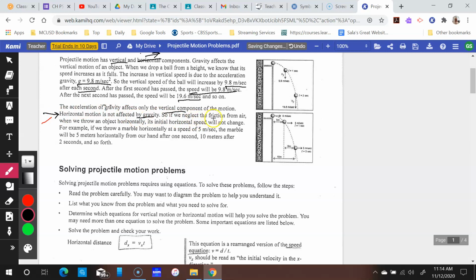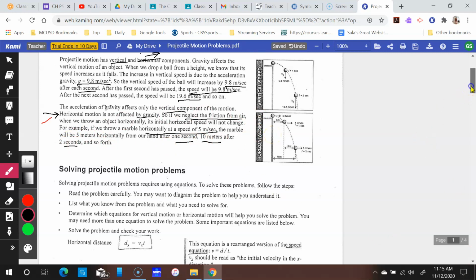So if we neglect the friction from air, so we're setting a parameter here, when we throw an object horizontally, its initial horizontal speed will not change. For example, if you threw a marble horizontally at a speed of 5 meters per second, the marble will be 5 meters horizontally from your hand after 1 second, 10 meters after 2 seconds, and so on. All right, so those are some of the parameters.